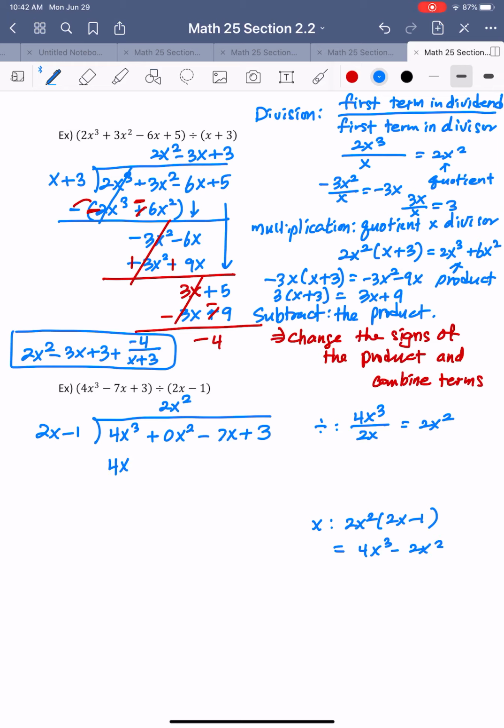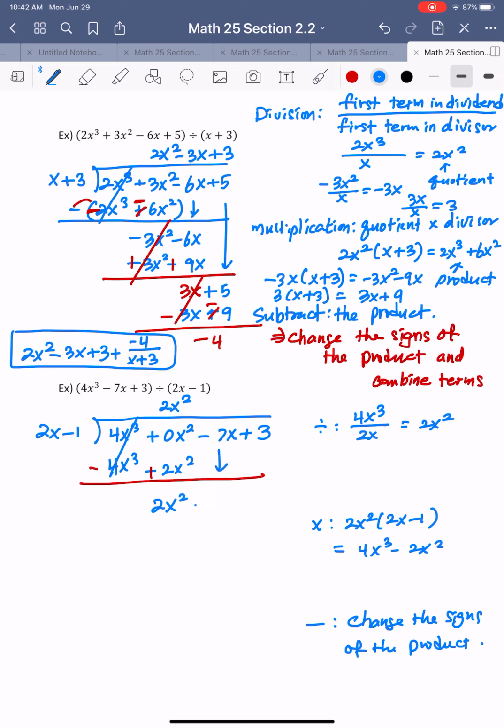So 4x cubed minus 2x squared. Okay, now we have to subtract, but we're just going to change the sign of the product. Okay, so change the sign. And then combine. Cancel. Now I got positive 2x squared. Drop the 7x. Divide again. So 2x squared divided by 2x. I got x. So plus x.